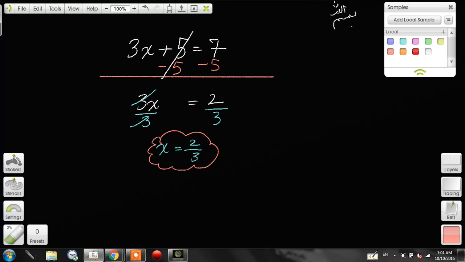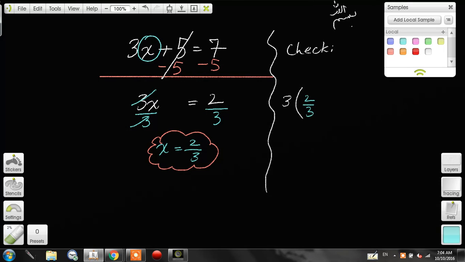If you wanted to see if you're correct, you could do a check. This is how you do a check. You substitute the value of x that you discovered into the equation. So you substitute 2/3 in place of x, plus 5. Does that equal 7? Did we do this correctly? Did I make a silly math mistake? Well, let's see. 3 times 2/3. 3 goes in there one time. That's 2 times 1 is 2, plus 5 equals 7. Does 2 plus 5 equal 7? Yes, 7 equals 7. So we did it correctly. Alright, now let's do more.